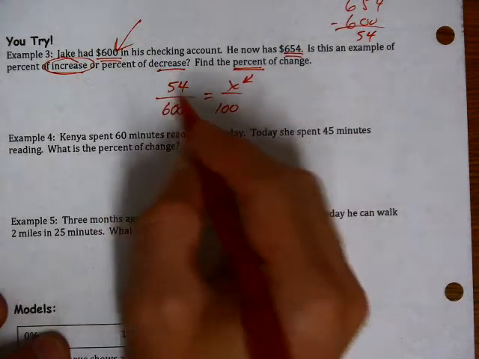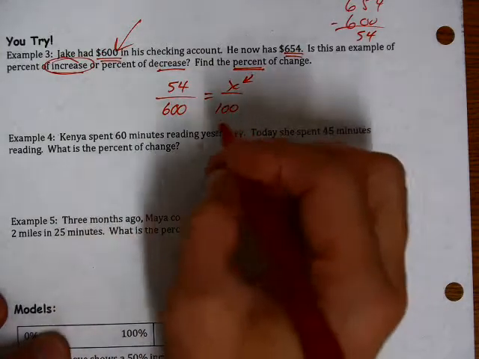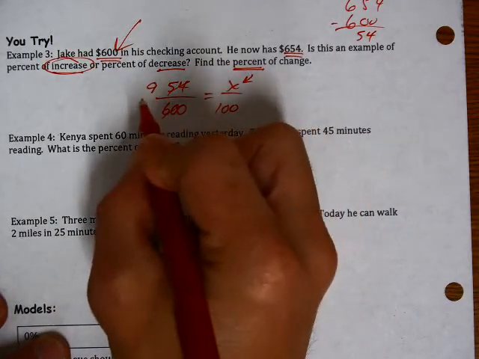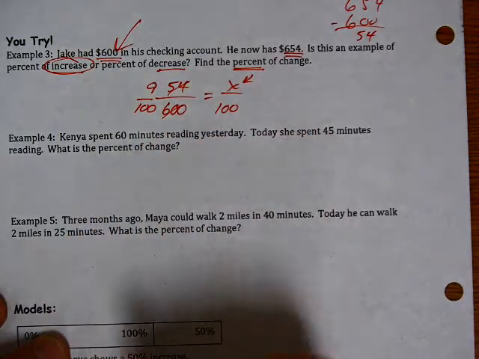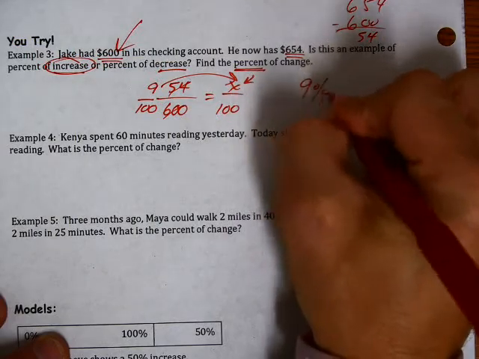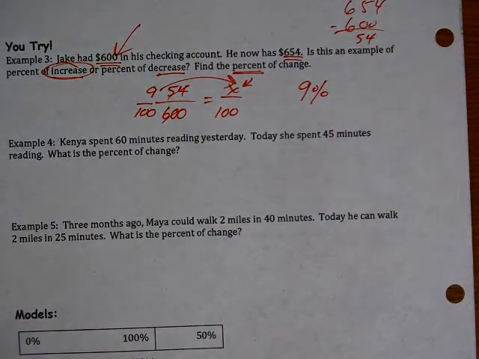Now, simplifying this side first would probably help us. In fact, if I divided both of these by 6, I'd get 9 over 100, and look at that. That would mean that is the answer. So, that means his checking account had a 9% increase in it.